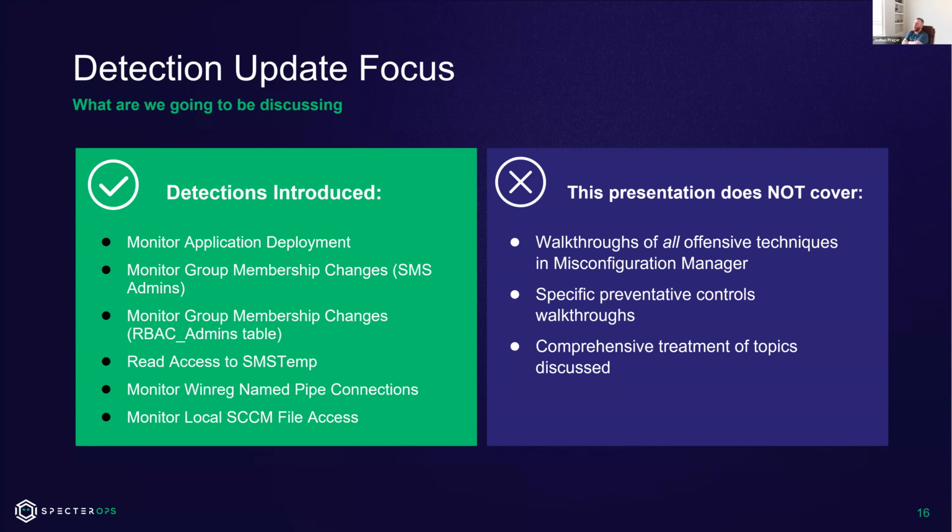We're going to be talking about monitoring group membership changes in the RBAC admins table within that site database. Talking about read access to SMS temp and why that can be leveraged as a good method of detecting someone trying to steal PXE creds. We can talk about monitoring the WinReg named pipe for connections, and then monitoring local SCCM file access for kind of that local enumeration that I talked about at the beginning.